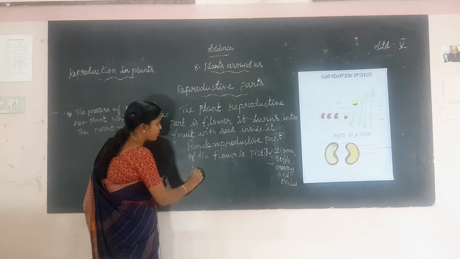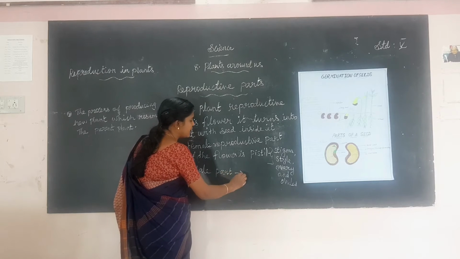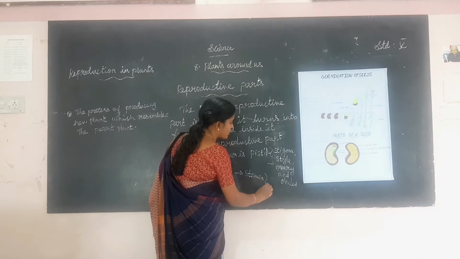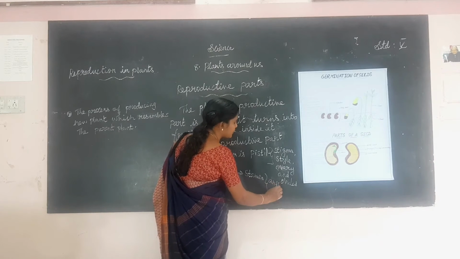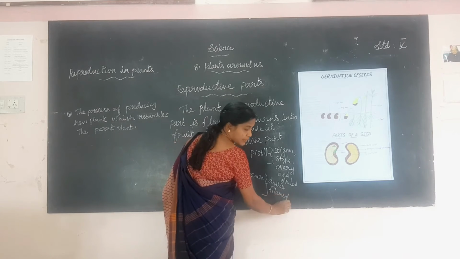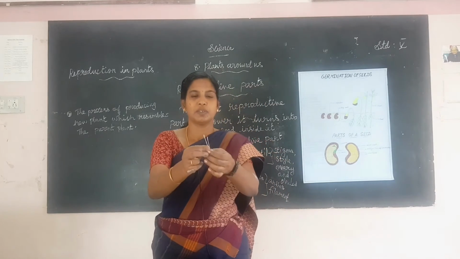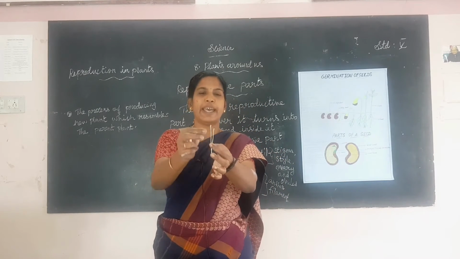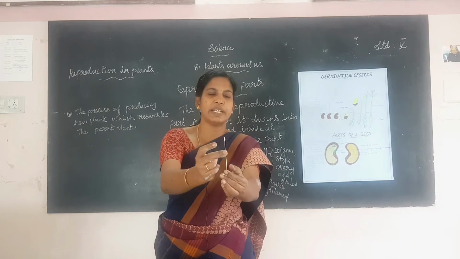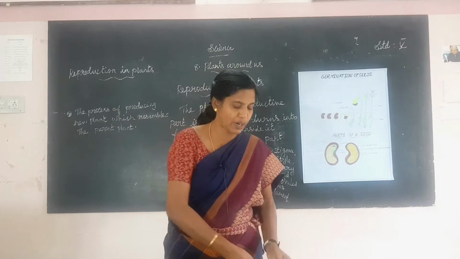The male reproductive part is the stamen. The stamen has the anther and filament. This is the anther on top, and downside is the filament. This is the male reproductive part of the flower.